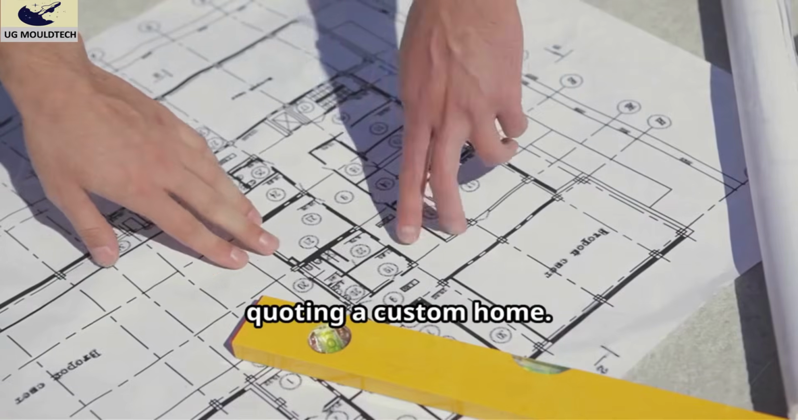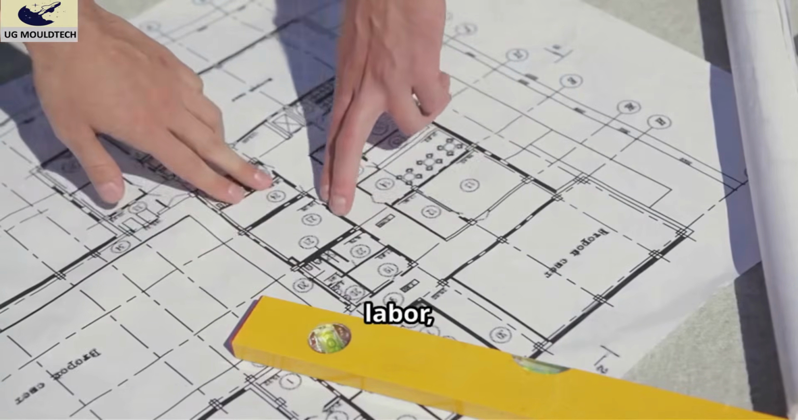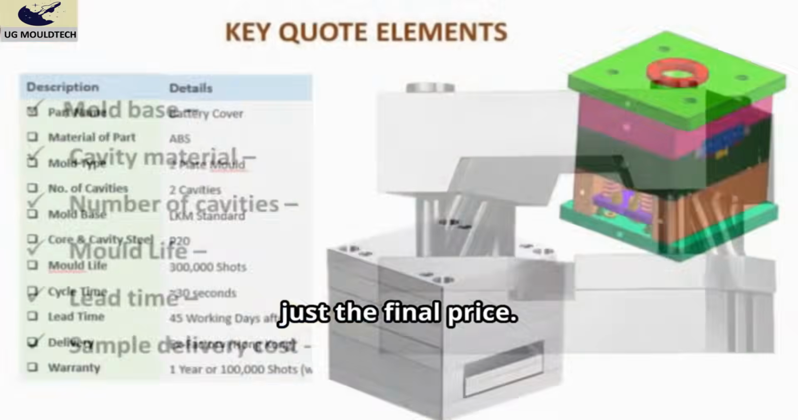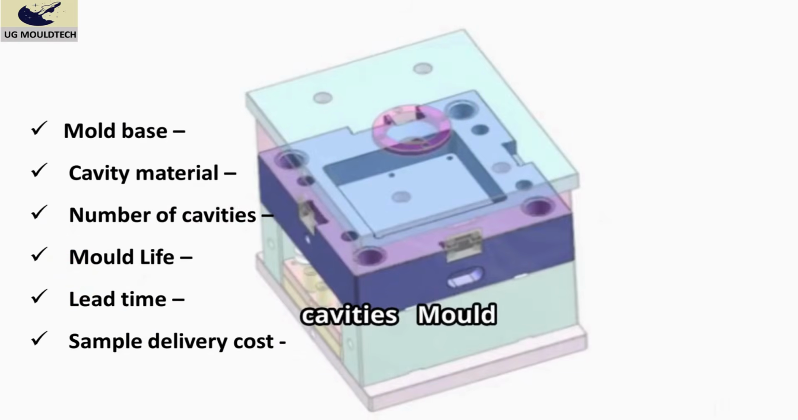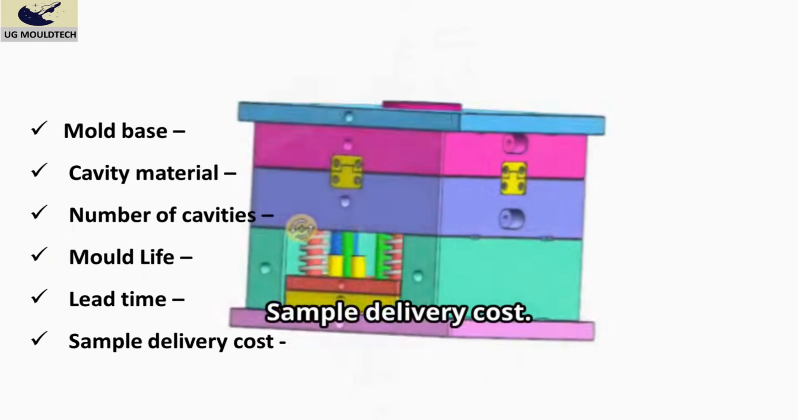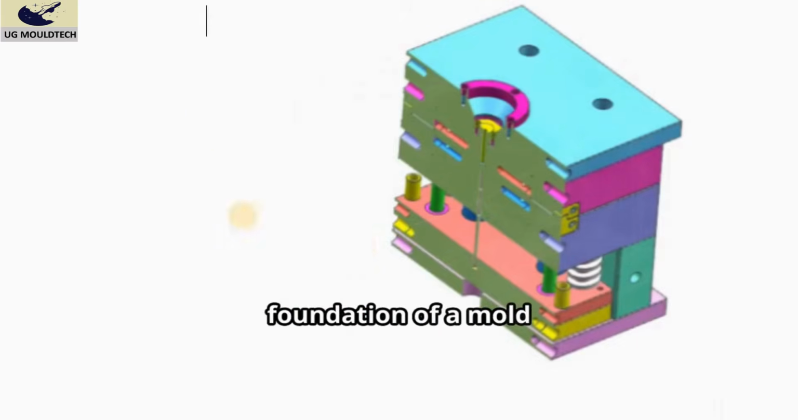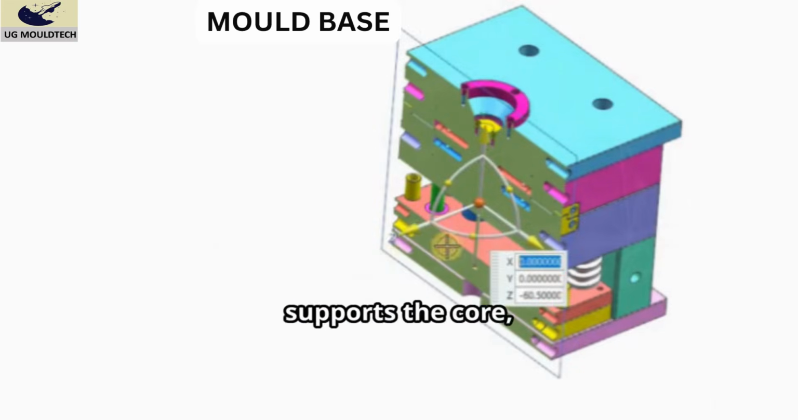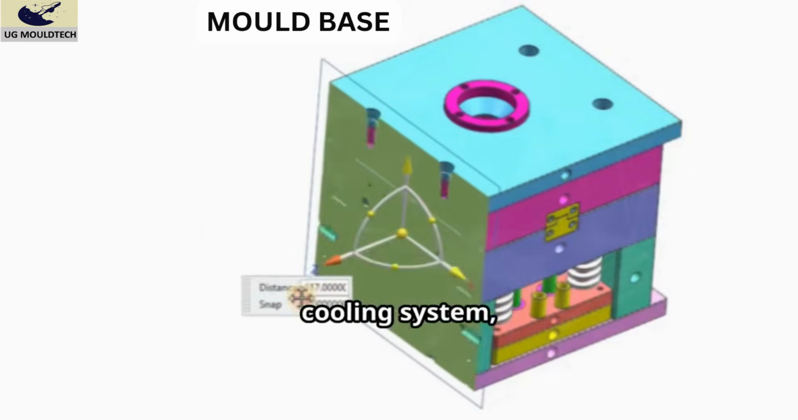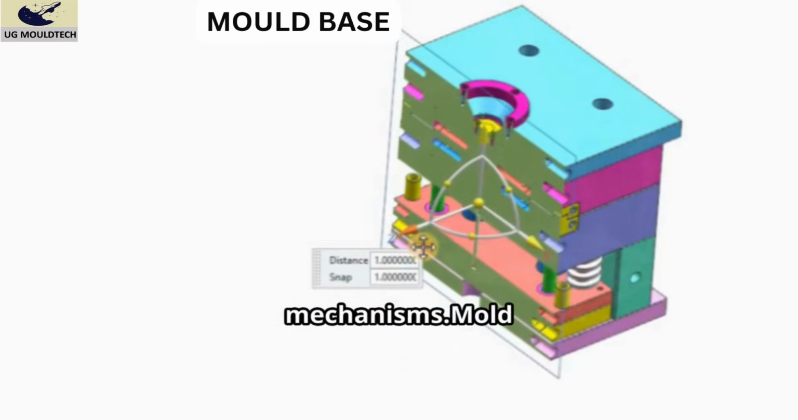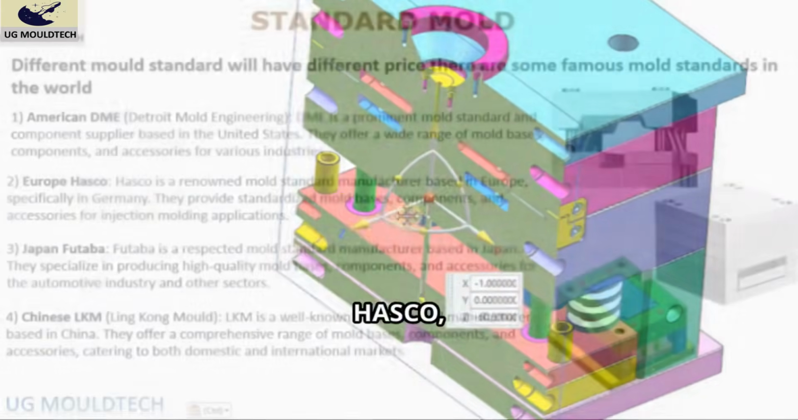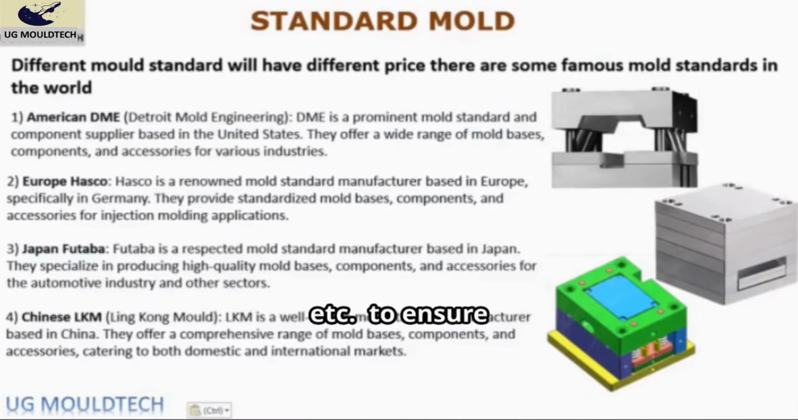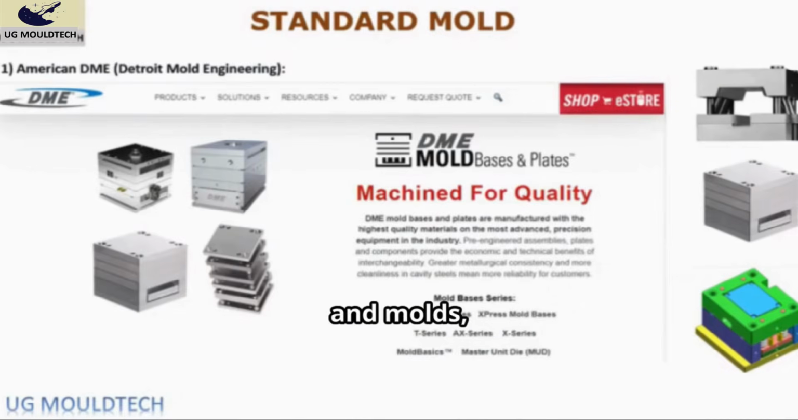Think of it like quoting a custom home. You need to know the materials, labor and timeline, not just the final price. Key quote elements: mold base, cavity material, number of cavities, mold life, lead time, sample delivery cost. Mold base is the foundation of a mold that houses and supports the core, cavity, ejector system, cooling system and guiding mechanisms. Mold bases are often standardized by manufacturers like DME, Hasco, Futaba, etc. to ensure compatibility with different machines and molds, which helps in reducing cost and lead time.